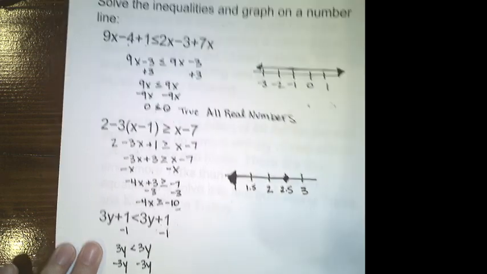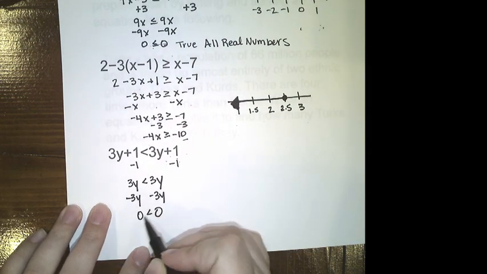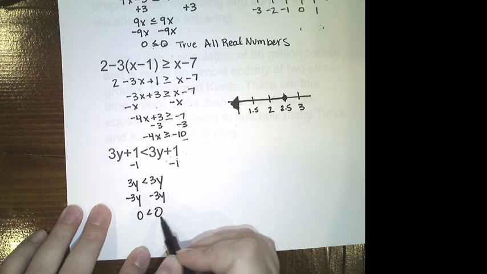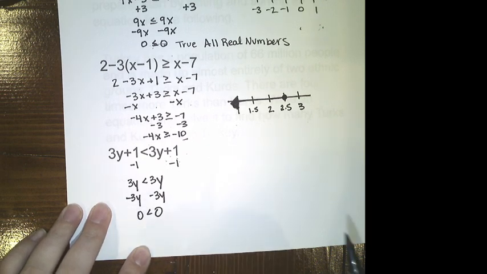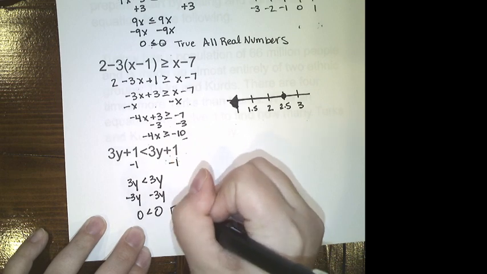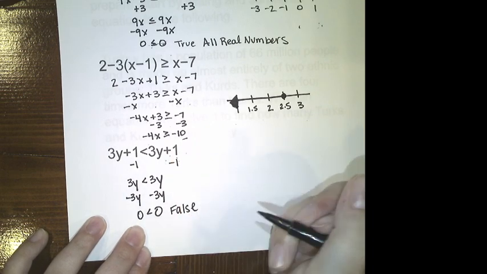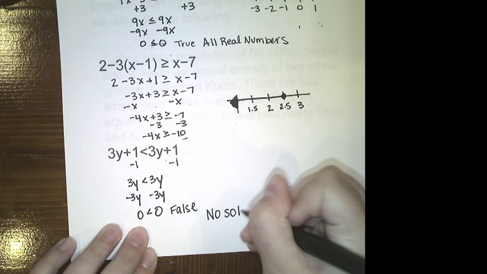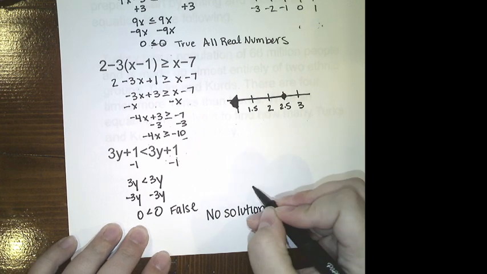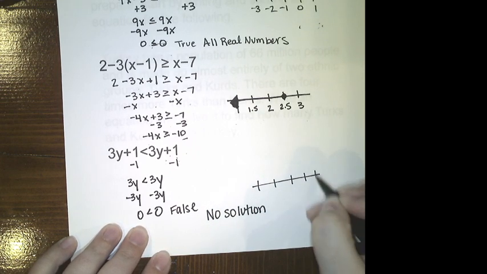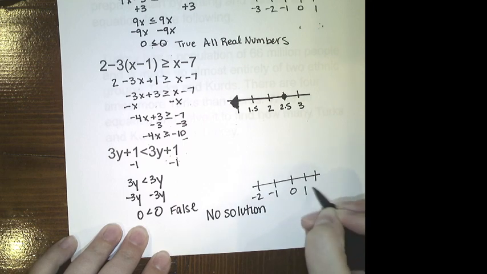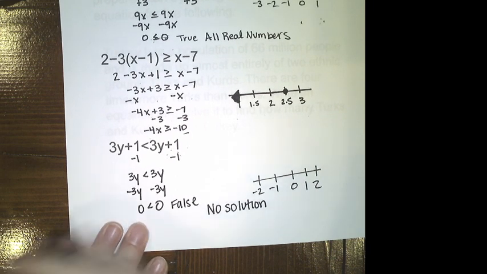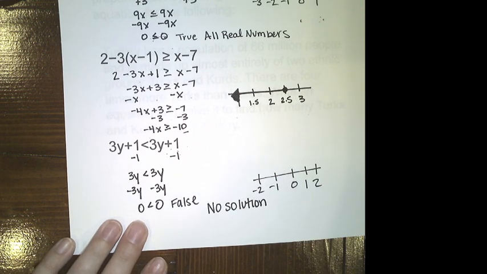This one does not. So this just says, is 0 less than 0? Well, 0 isn't less than 0. 0 is equal to 0. So because this is a false statement, 0 is not less than 0, we would say it's a no solution. So if we have a number line, we're just going to leave it blank. It means none of the numbers on here are going to work as an answer. So we can't draw anything on our number line.